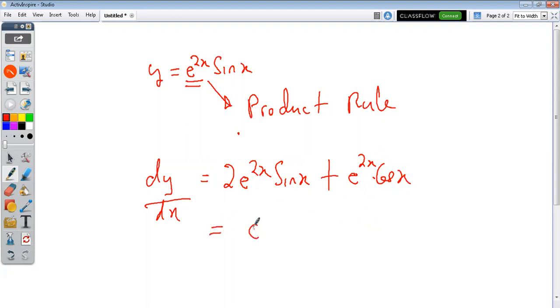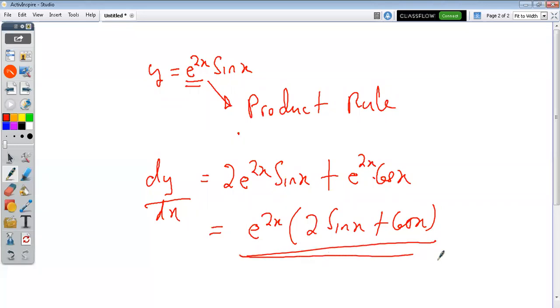Or if you want to simply, is it negative? Yes, you can write e to the power of 2x times 2 sine x plus cos x, like that. That making sense? Yeah. Yes.